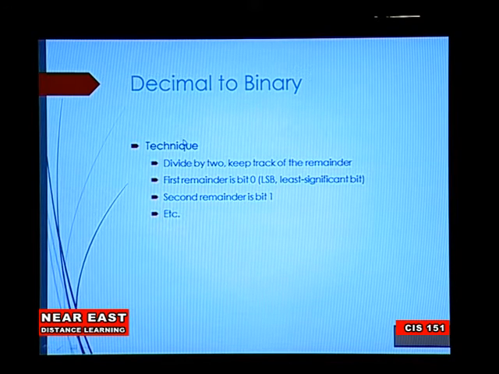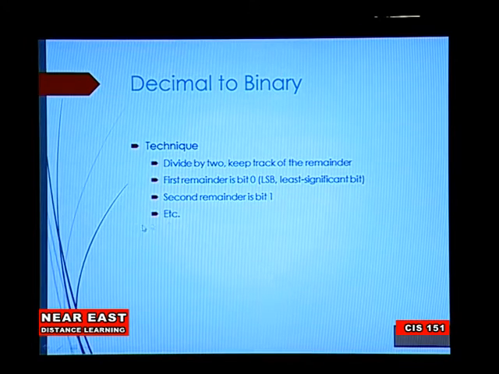Decimal to binary, the technique: we divide by 2, because we are converting from decimal to binary, and keep track of the remainder. We have to keep the remainder on the side. The first remainder is the bit of 0.